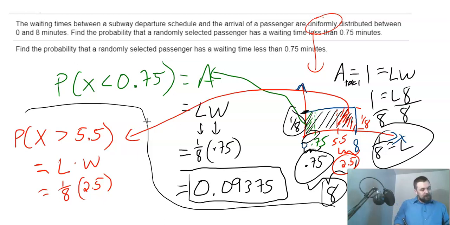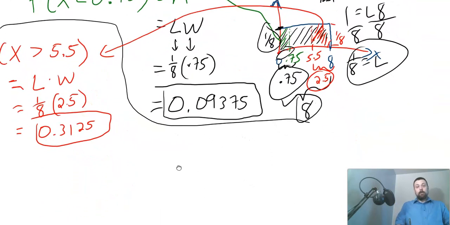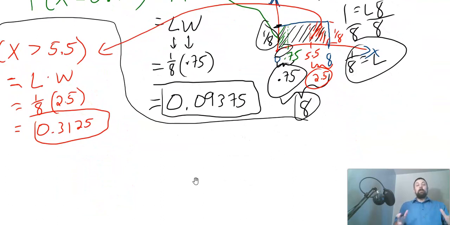And so I'll multiply these together. So 2.5 times 1/8. And that gives me 0.3125. So there's a 31% chance or so of the wait time being more than 5.5 minutes. All right. The last example I want to do is finding the probability between two numbers. So far, every example has been from the edge to a particular number.